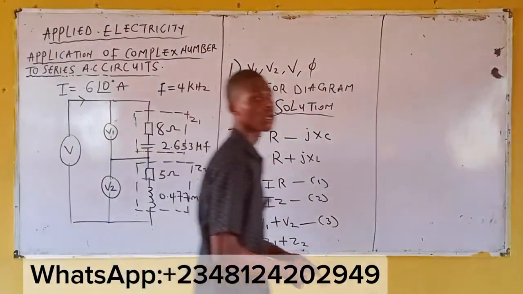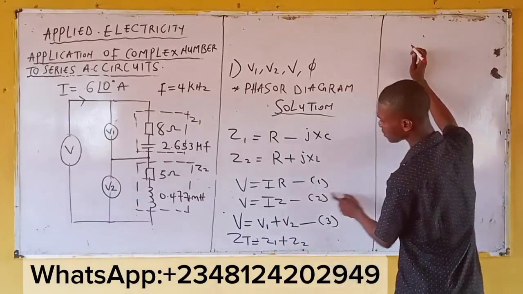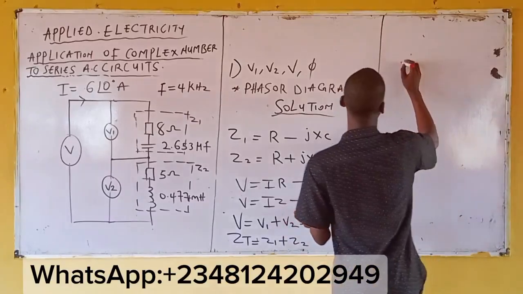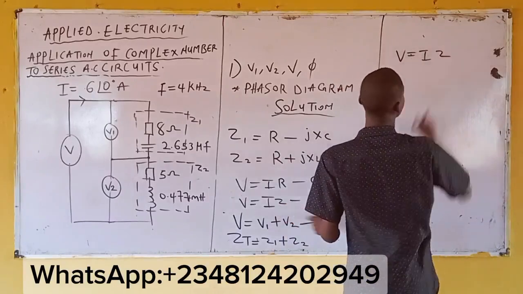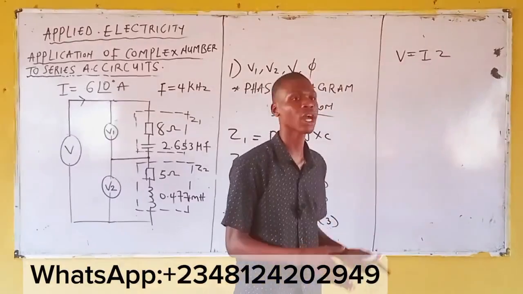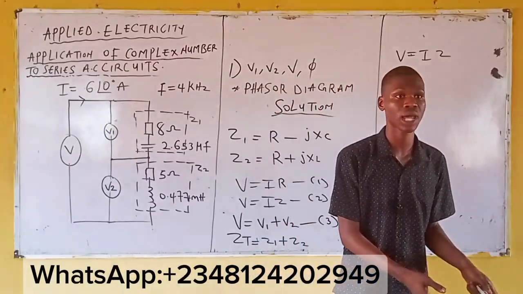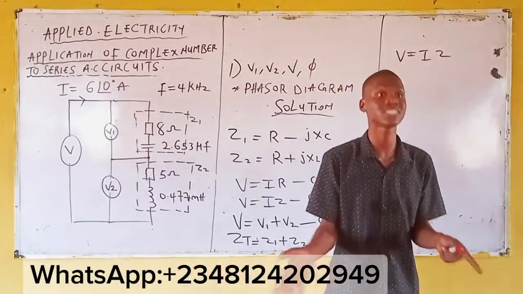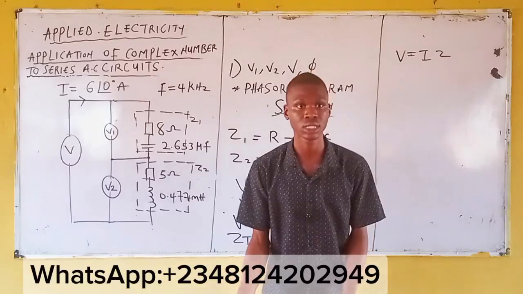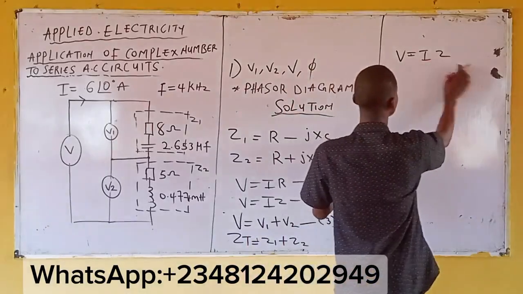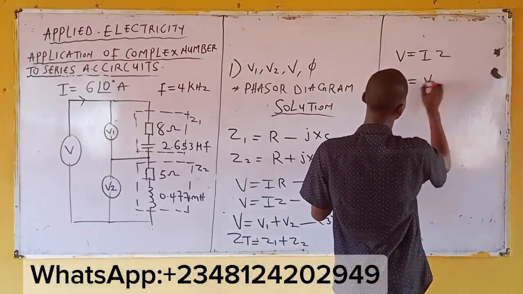Phasor diagram and phase angle. To find your phase angle, everything is from equation 2 here, where V is equal to IZ. When we explained the idea of phase angle, lag and lead, we made Z the subject of the formula, then concluded which one is lagging, which one is leading. Similarly, here, make Z the subject of the formula. Z becomes V over I.